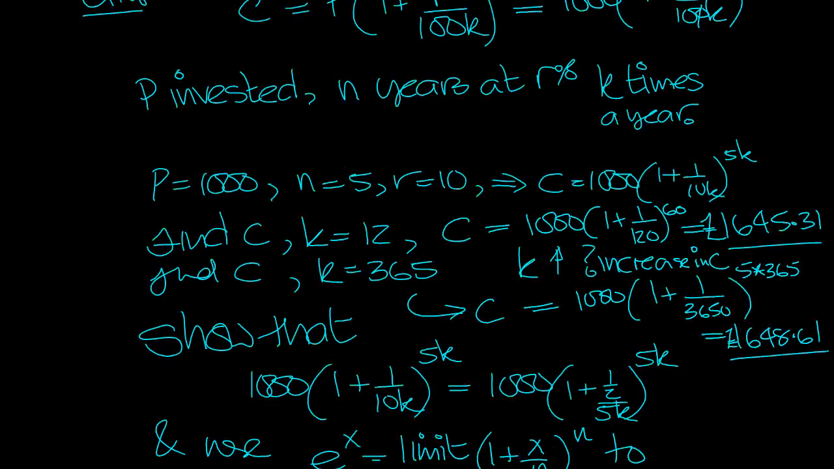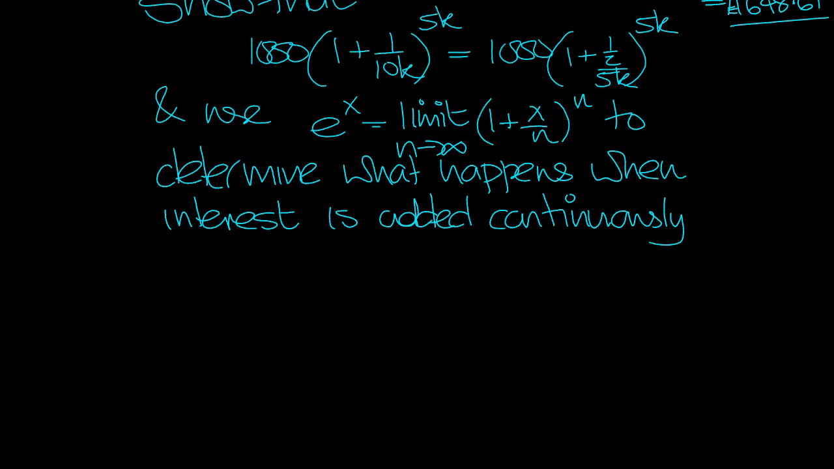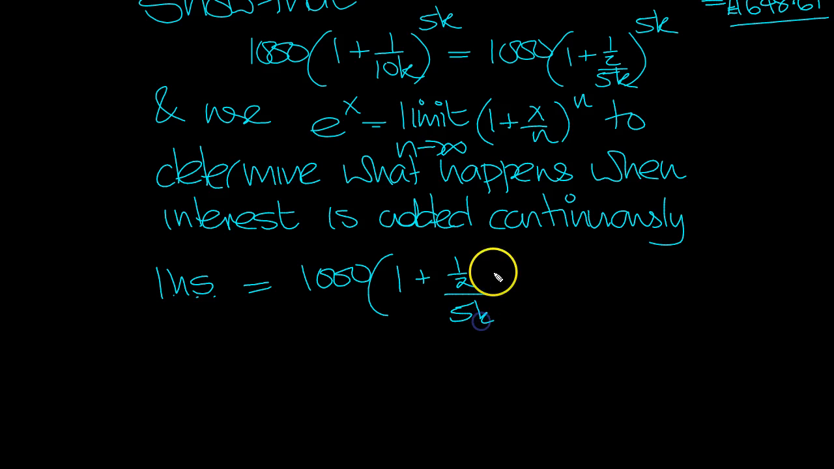Okay, now let's move on to the second part of the problem then. Show that this equals that. Okay, so left hand side then is equal to 1000. Now, well, it's pretty obvious that if you divide by half top and bottom on the fraction, the half on top, and divide the 10k by half, you get 5k. So 5k. Yeah, that's easy. And use the limit 1 plus x to the n to determine what happens when interest is added continuously.